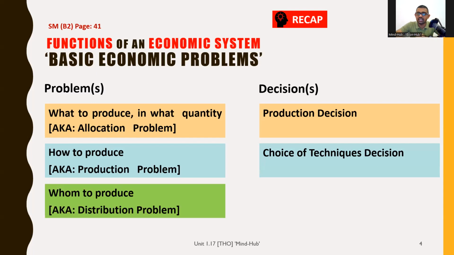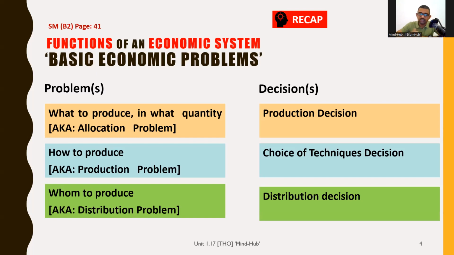Thirdly, once the cake is produced, once the cake is made, we have to decide who gets how much of the cake. How do we cut the cake? What is going to be the size of a slice of cake, piece of cake? How are we going to distribute? So whom to produce is a distribution problem. Simply said, how are we going to cut and divide the cake and give it to people? Distribution. In other words, who gets how much of the country's output? Distribution problem, which requires a distribution decision.